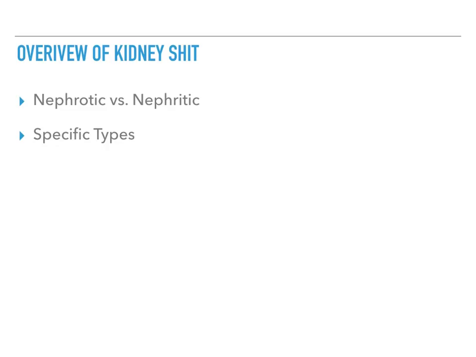Let me give you an overview of kidney shit, as I like to call it. You have to know the difference between nephrotic and nephritic syndromes, what those two terms you see right there actually mean. And then you need to know the specific types of nephritic and nephrotic syndromes. This is incredibly high yield. This is a top 5 topic for any Step 1 or Level 1 exam.